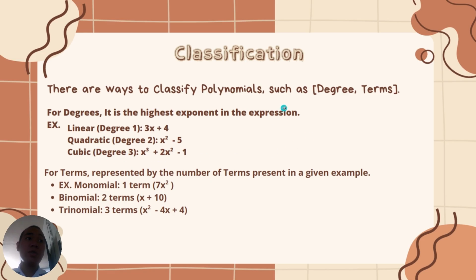Now, for the terms, it is represented by the number of terms present in a given example. For example, the monomial is one term, as there's only 7x squared. For the binomial, there are two terms, which are x and 10. For the trinomial, it has three terms, which are x squared, 4x, as well as 4.